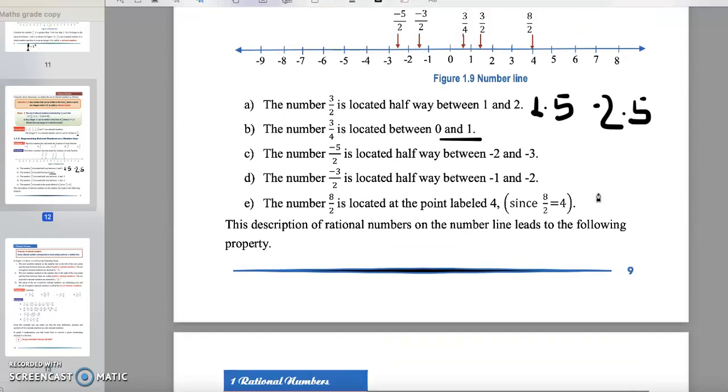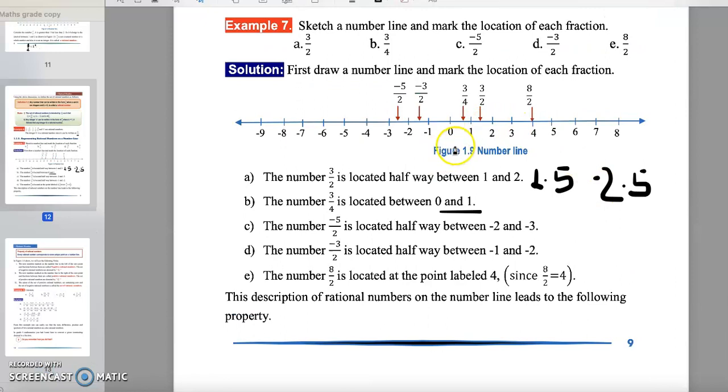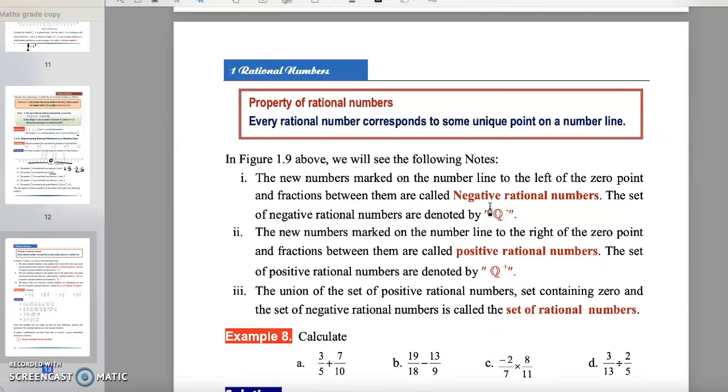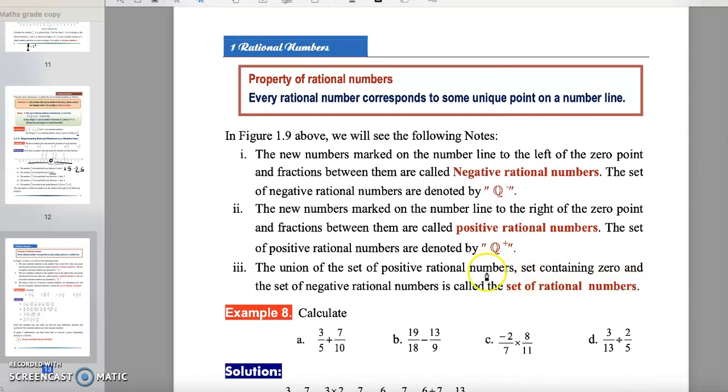So let's see from this. Anything located on the left side of the 0 is a negative rational number, and on the right of the 0 is a positive rational number, and there is the actual 0. So the negative rational numbers, the positive rational numbers, and the 0 are all collectively called the set of rational numbers. So negative and positive, you should know what they are denoted by.